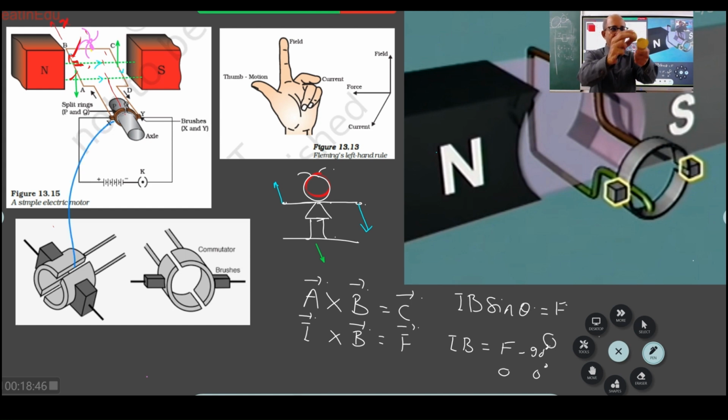This can rotate. And there are two rings here. Can you see? One ring, there is a gap, and there is another. These two together will form one ring.